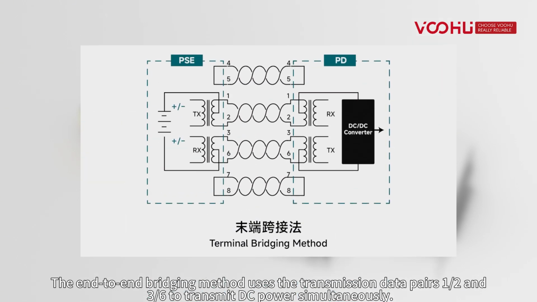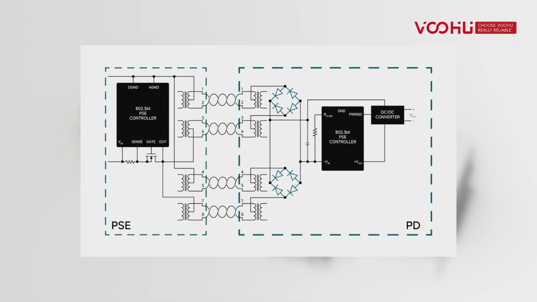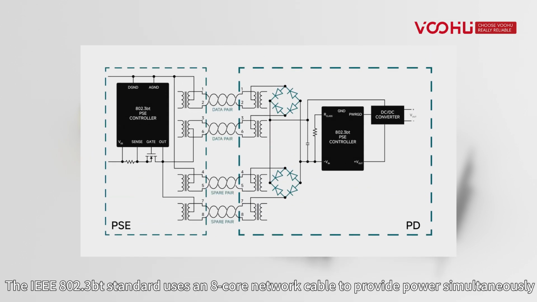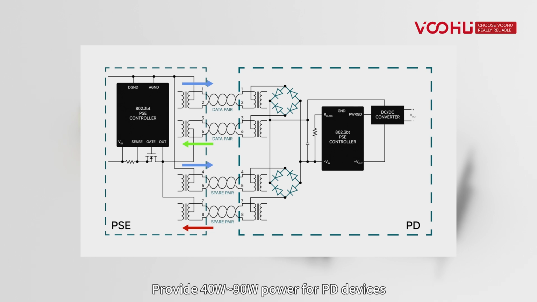The end-span method uses the data transmission pairs 1/2 and 3/6 to transmit DC power simultaneously. The IEEE 802.3bt standard uses an 8-core network cable to provide power simultaneously, providing approximately 40 W to 90 W of power for PD devices to meet high power supply requirements.